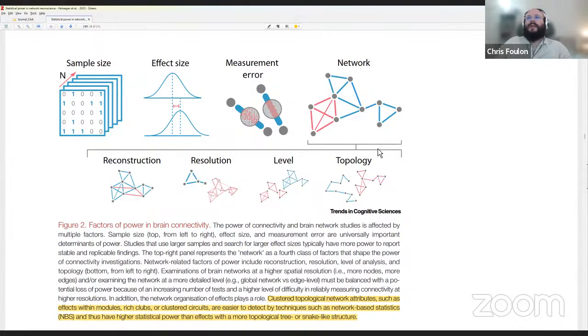And also they talk about the nature of the networks that can also affect the effect size, the statistical power. So first they talk about the reconstruction. So essentially, in the majority of the cases, the problem is during the reconstruction of the network, based on our data.